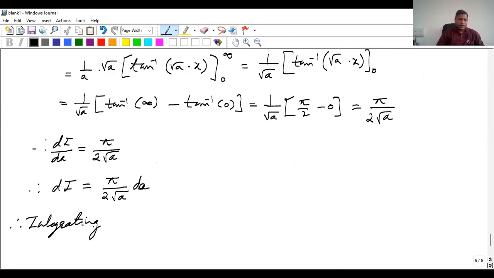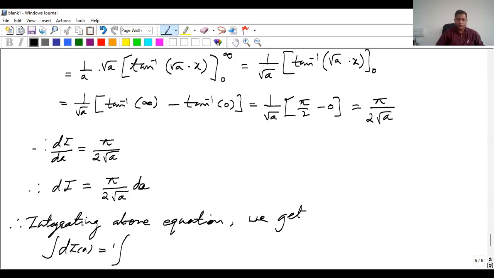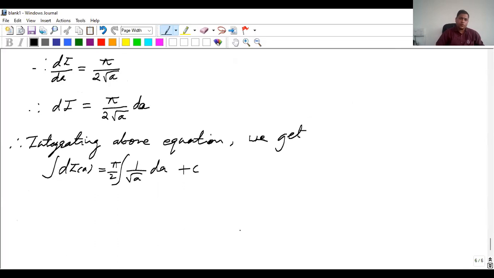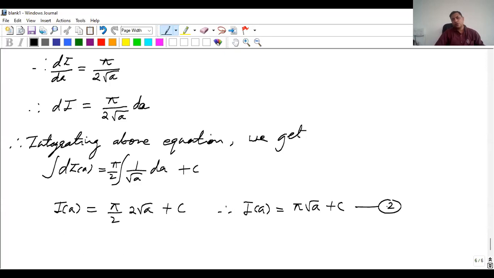Integrating the above equation, we get the integration of dI is equal to integration of pi by 2, which is going to be constant, times 1/root A dA, plus C. Here C is going to be the constant of integration. So this is the integration of dA/root A, and this is pi by 2, times 2 root A, plus C. Or we can write I of A is equal to pi root A plus C. This is going to be equation 2.